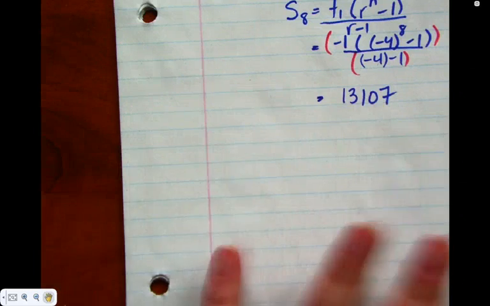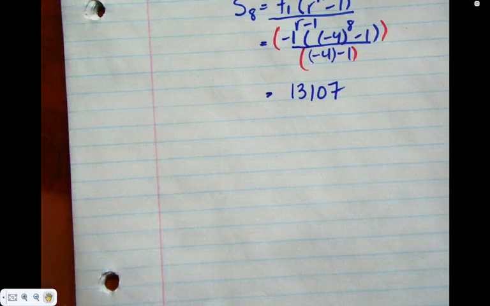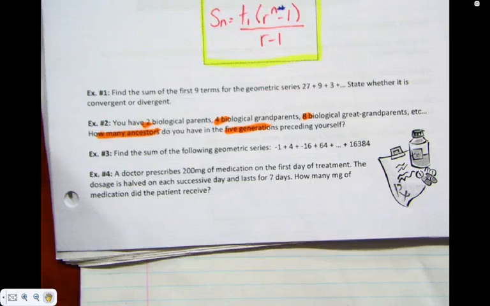Questions on this one before we go on? What was different with this example than 1 and 2? We weren't given n. So when you come across a question where you're not given n, it's going to look exactly like this, a 2-stepper. Oh, the dreaded long word problem. Read to read.